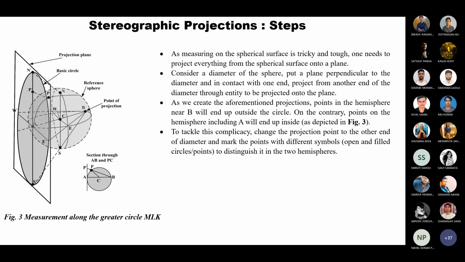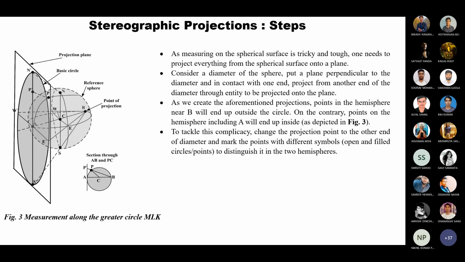As we create the aforementioned projection, points in the hemisphere near B will end up outside of the sphere. I already told you that that's why only one hemisphere one should consider. On the contrary, points on the hemisphere including A will end up inside. If you look at figure number 3, to tackle this complication, change the projection point to the other end of the diameter and mark those points with a different symbol, maybe open or filled.